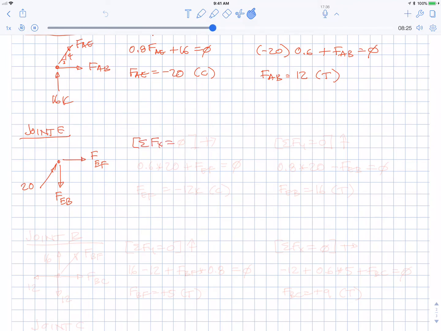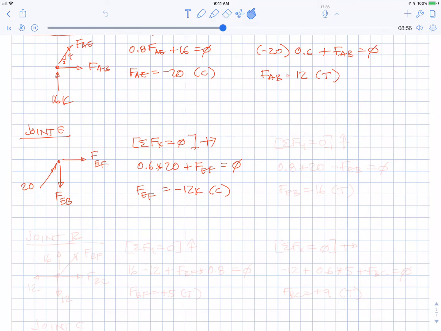Sum Fx equals 0. To the right is positive. That 20, these are all 3, 4, 5 triangles. I made them all the same angles to make it easy. The x component at 20 is 0.6 times 20 to the right, plus FEF equals 0. That means FEF equals minus 12 kips, which means compression.